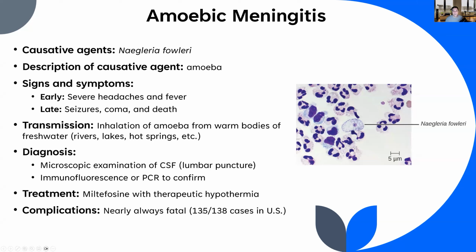In the United States, we've had 138 documented cases. All but 3 of those individuals died as a result of the infection. When you do the lumbar puncture, you're going to see these amoebas in there. You can also use immunofluorescence or PCR to confirm. There is a treatment using an antiparasitic called miltefosine, and then therapeutic hypothermia. They literally cool the body down, which I believe slows down the reproduction of the amoeba and renders it more susceptible to the miltefosine. But as you can see, even this hasn't shown to be remarkably helpful.